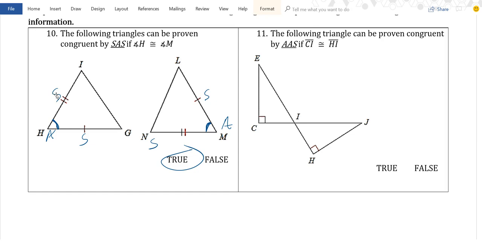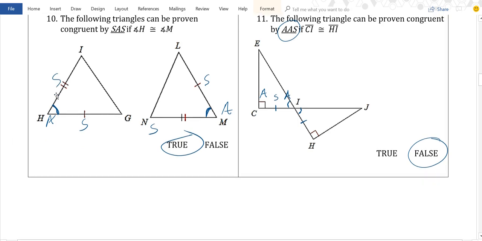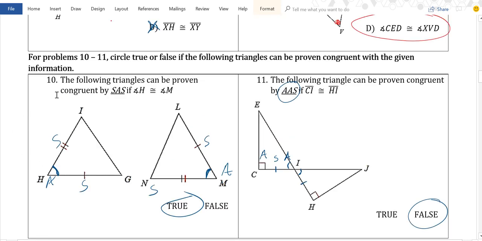Number 11, angle side if CI is congruent to HI. Let's see if we have CI and then HI by angle side. Well, we know we have our vertical angles here, so it does look like it. But if we're looking at the order here, we actually have angle side angle because it's between them. So even though these are congruent, it's actually false because we wanted angle side. Let's go ahead and check out our next problem here.